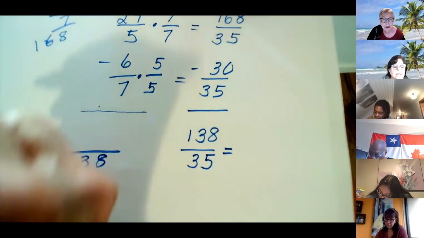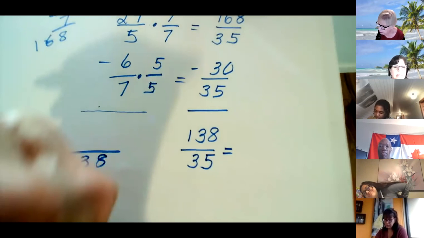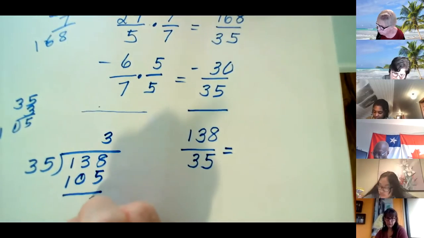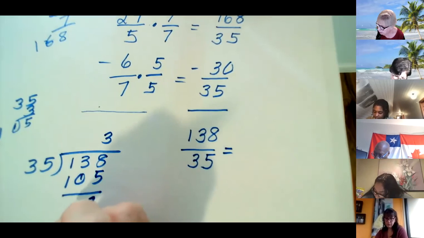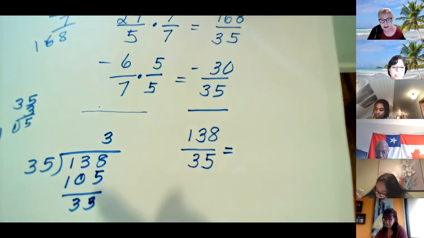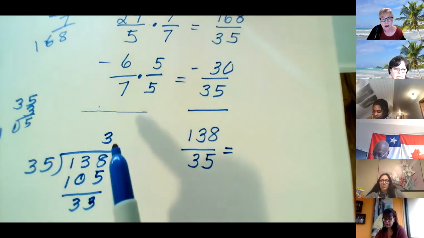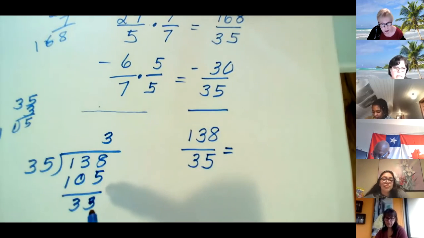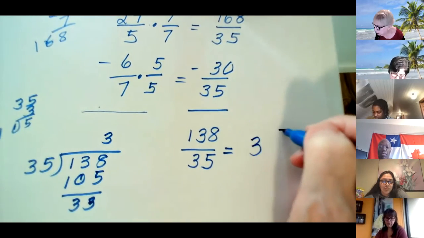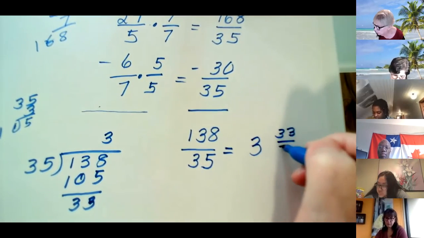Yeah, I think it's 3. 15, carry a 1, 9 and 1 is 10. When I subtract, yeah, it was very close, wasn't it? There's my internet, I understand it cuts off. But I did this division. I have a remainder of 33. So this is 3 and 33 over 35.